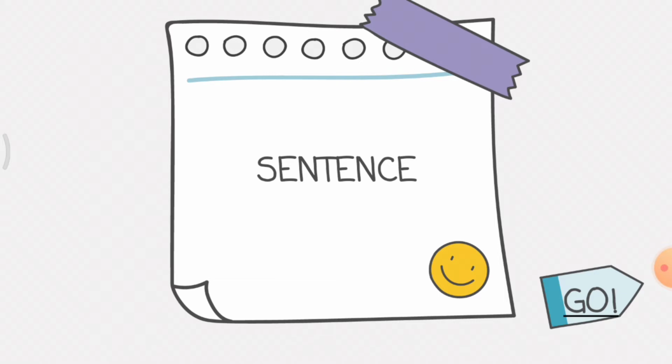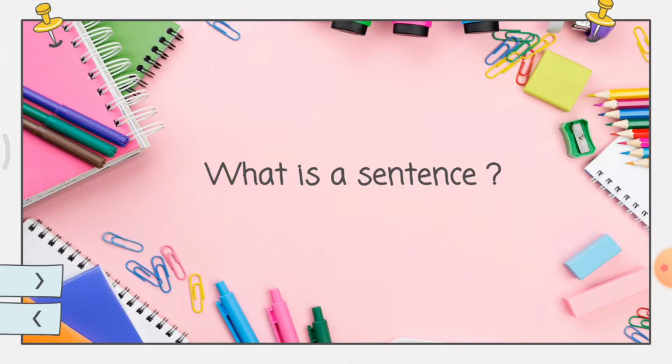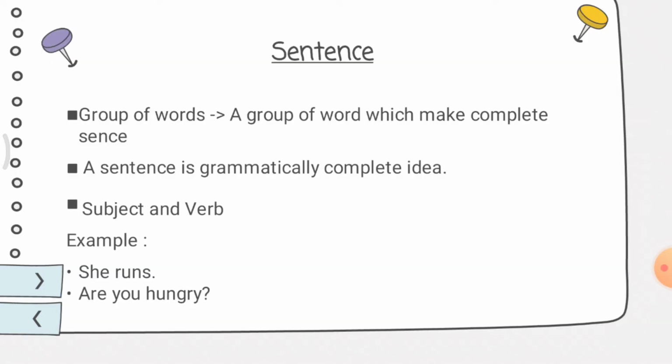So today we are going to discuss sentences. What is a sentence? A sentence is a group of words which make complete sense. A sentence is a grammatically complete idea. A sentence must have a subject and a verb. For example, "She runs." She here is the subject and runs here is the verb.